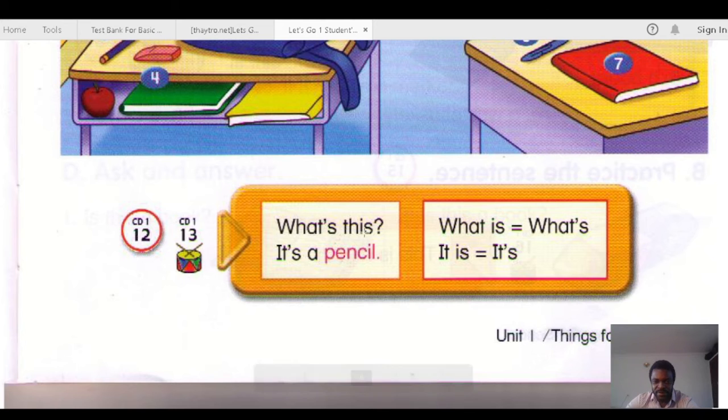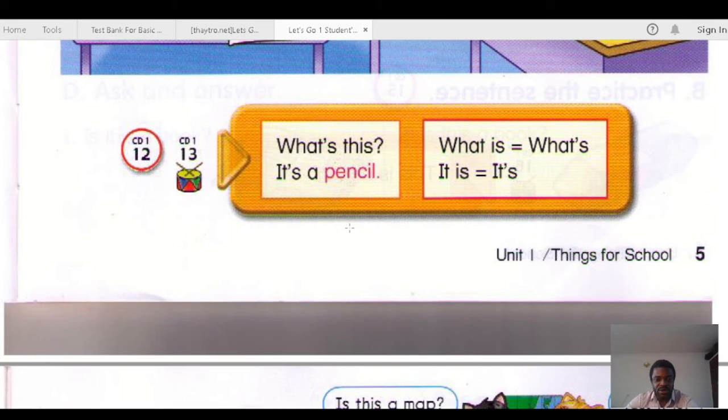What is this? I told you this is used for one thing when it is close to you. Okay? It is a pen. What is this? It is a pencil. This is used for one thing when it is close to you, and that is used for one thing when it's far from you. Okay? Then that is what we call the singular forms of it.